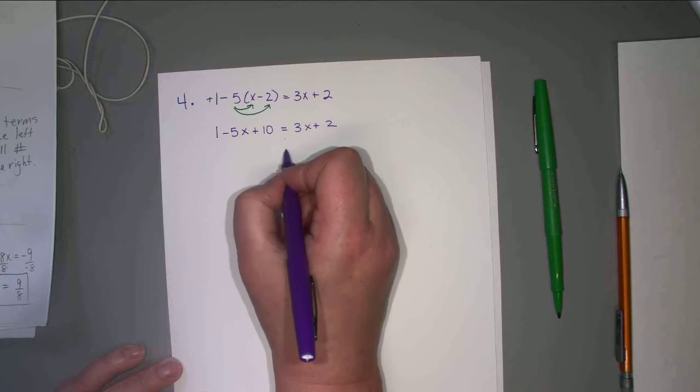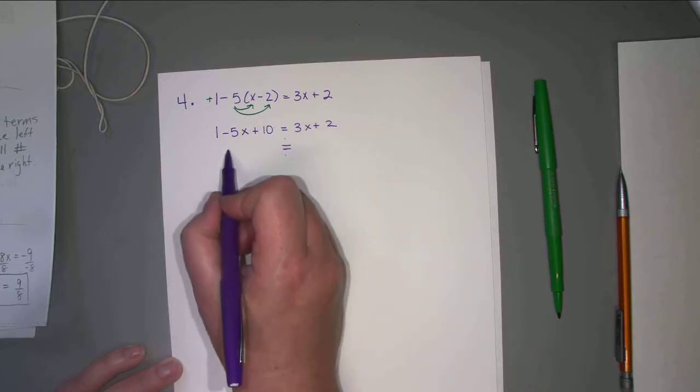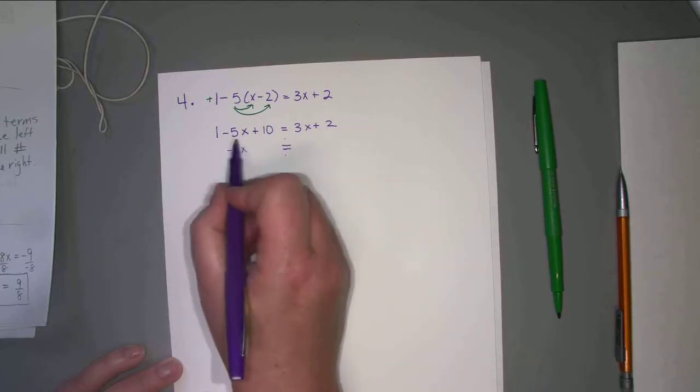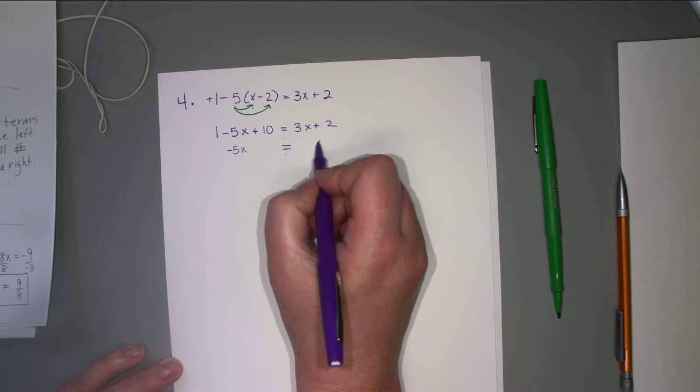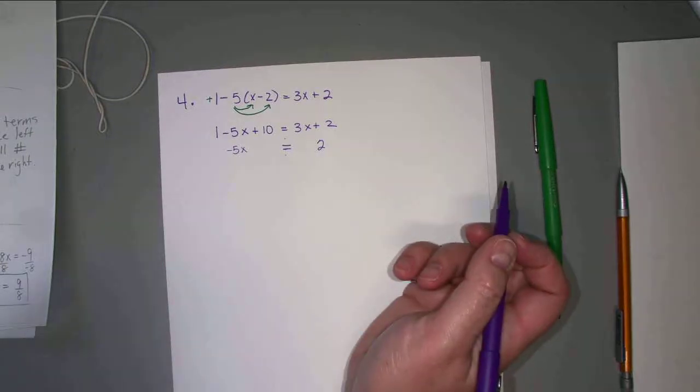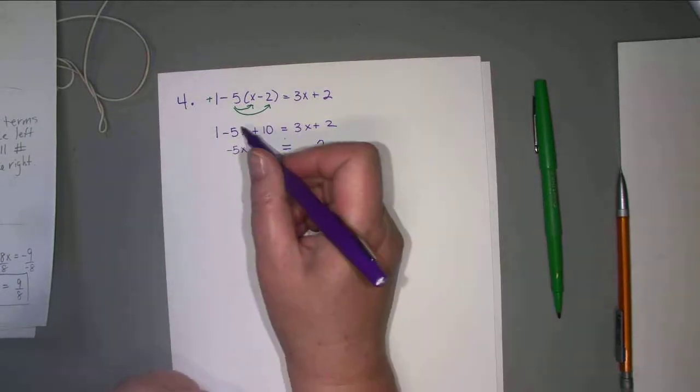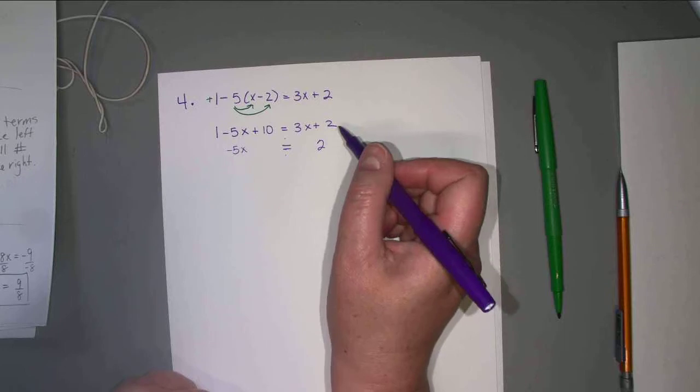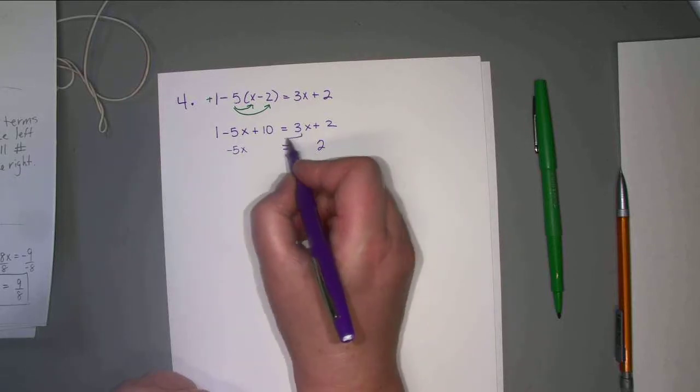So here's our equal sign. We want the x's to be on this side and the numbers to be on this side. So really that's all that we want to stay. We want the x's to be on the left and the numbers to be on the right. So we need to move this 3x to the other side.